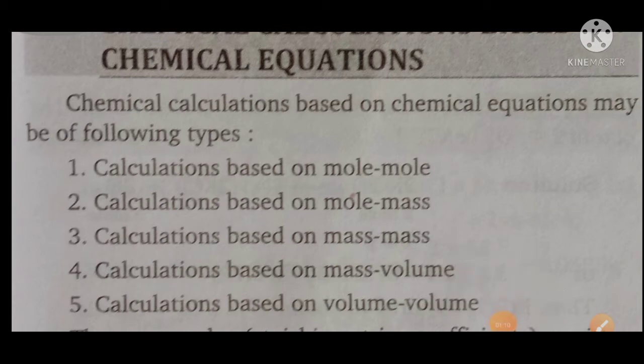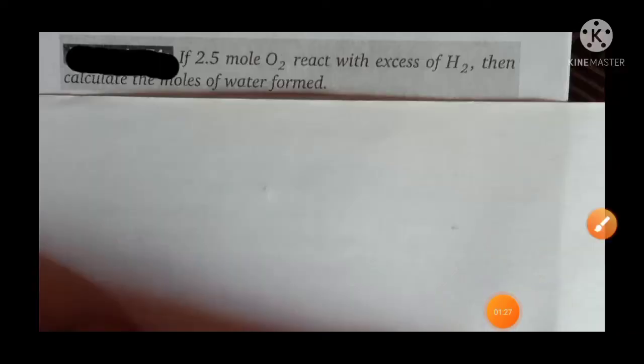Today we will discuss all five types of relations and solve some questions, numericals. So first one is calculation based on mole. Now the first question is: if 2.5 mole of O2 react with excess of H2, then calculate the number of moles of water molecules formed.